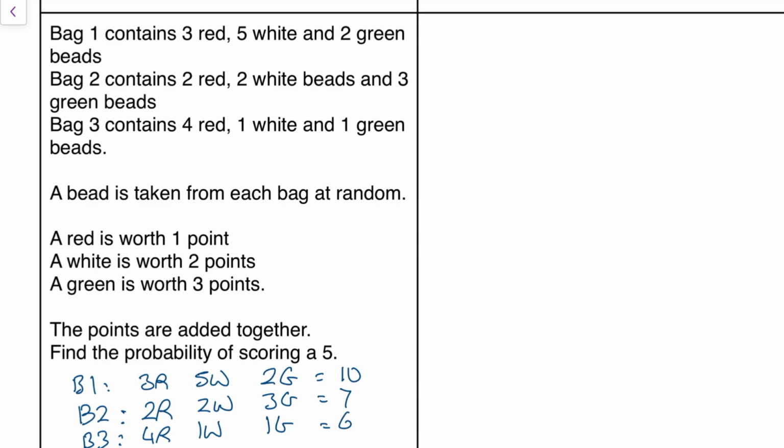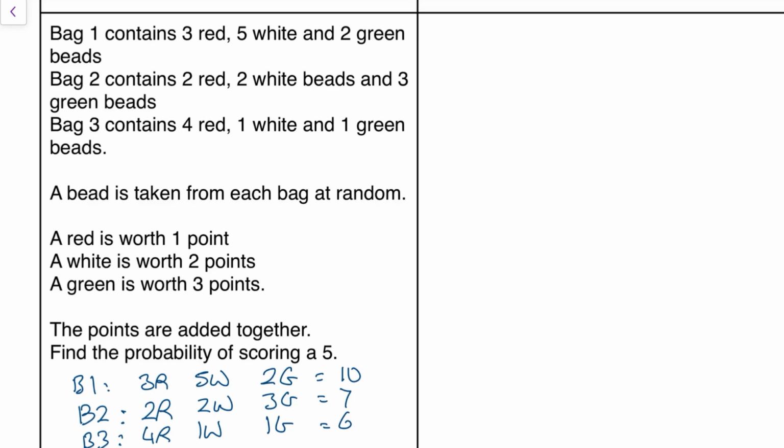A bead is taken from each bag. Right, so we're just taking 1 from each bag. A red is worth 1, a white is worth 2, a green is worth 3. I don't like where this is going. The points are added together, so remember I'm taking 1 from each bag. Find the probability of scoring 5.